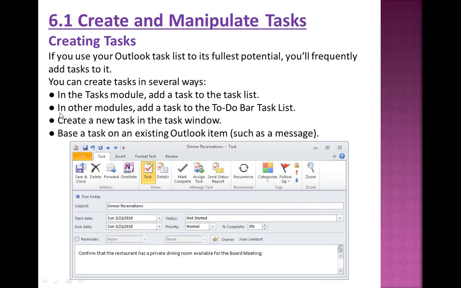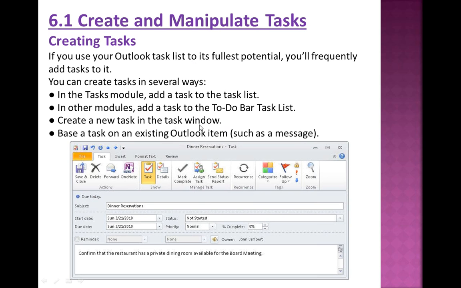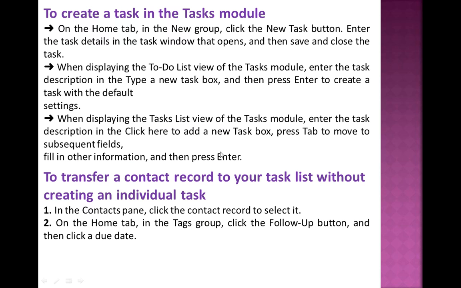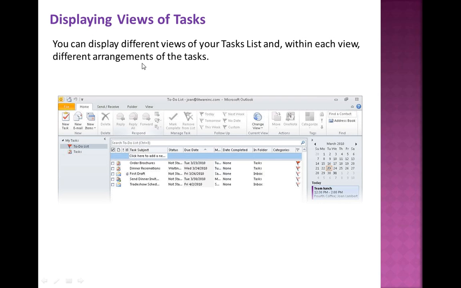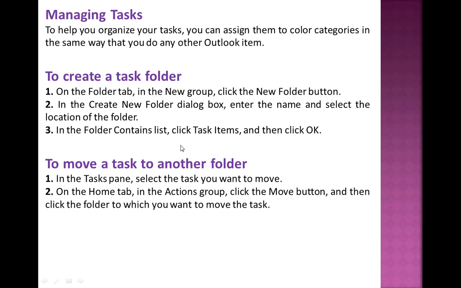These are the multiple steps, multiple ways how we can create the task. This is the task window. These are the steps how to create the task in the task module. These are the ways, and we can use the ways in the task window, that is third point, and these are the steps how to create the task. Then how to transfer a contact record, these are the 2 points. Then how to display view of task, these are the multiple options available. Then how to change the task list view, how to change the arrangement, how to reorder the task.